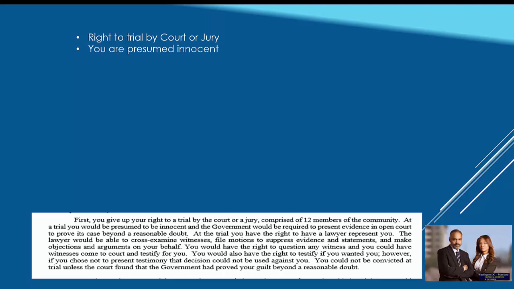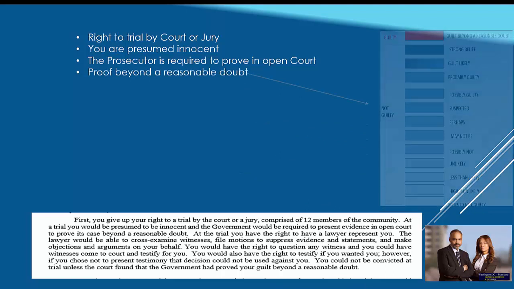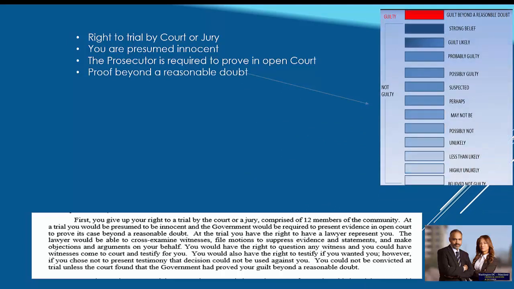The next factor is, remember, you're presumed innocent. There's a cloak around you that basically says you did not do the crime. You're presumed to not have done the crime. The prosecutor is required to prove it in open court. It means that they have to call witnesses and put everything on. If you say, I want my trial, the prosecutor is required to prove it in open court. And they must prove it beyond a reasonable doubt. Now, some people ask, what is reasonable doubt? Well, we have this diagram that sometimes we're able to use in court in a jury trial.